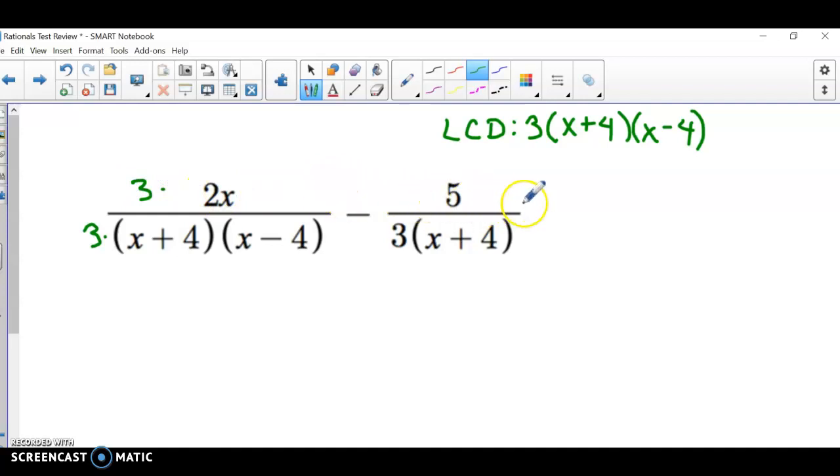Let's look at this one, this 5 over 3 times x plus 4. What is it missing? It's missing the x minus 4. So I need to multiply in that x minus 4 in the denominator and in the numerator. So let's keep working this out. Now I just need to distribute these into my numerators.